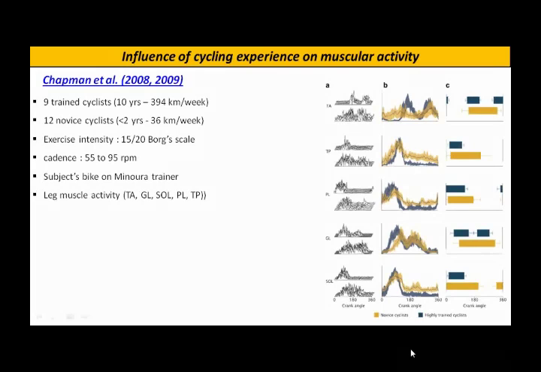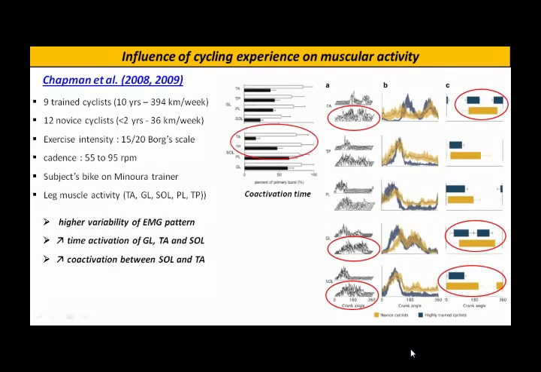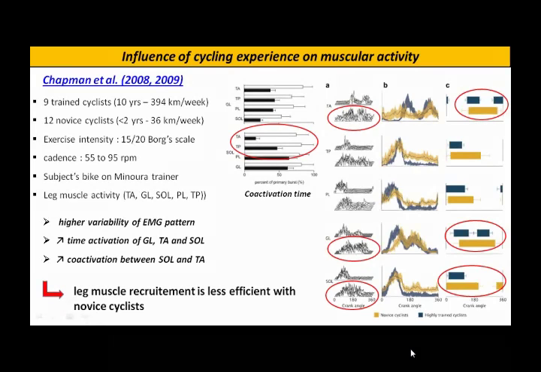Recently, a study compared the EMG of leg muscle activity between trained cyclists and novice cyclists. As you can see in the figure, the EMG patterns of tibialis anterior, gastrocnemius lateralis, and soleus are more variable in novice cyclists, and the activation time of these muscles is also much longer. Therefore, the co-activation time between the antagonist muscles is greater in novice cyclists. So, this result seems to indicate that leg muscle recruitment is less efficient in novice cyclists, and probably training can improve muscle recruitment and this efficiency.